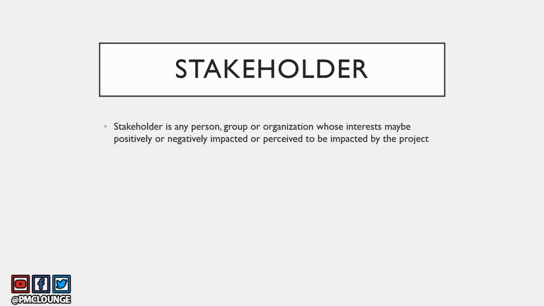All right, let's talk about stakeholders now. Who really are stakeholders? What is the definition of a stakeholder and what are some of the examples of stakeholders for your project? So let's look at a definition first. A stakeholder is any person, group or organization whose interests may be positively or negatively impacted, or even perceived to be impacted, by the project. The keyword here is impacted. So if someone is going to be positively or negatively impacted by your project, they are definitely your stakeholders. Someone who even perceives that they may be impacted by your project, they are also your stakeholders.